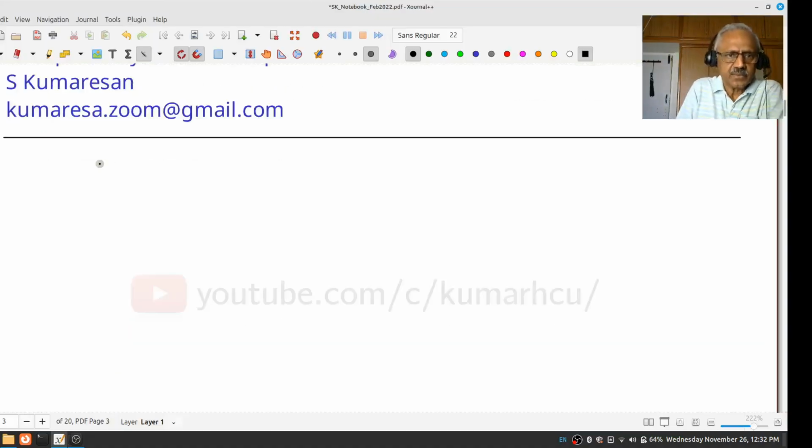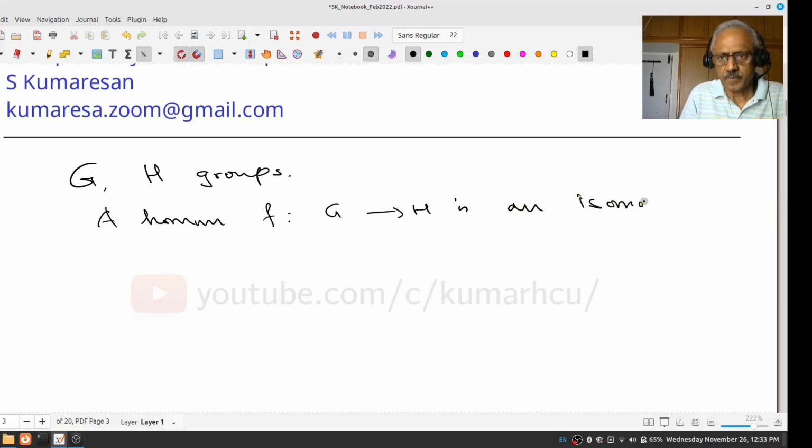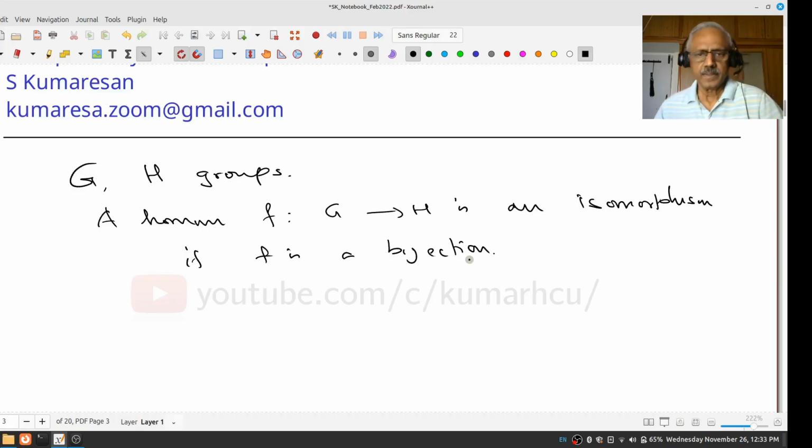Suppose G and H are groups. A homomorphism F from G to H is an isomorphism if F is a bijection. That's it, as simple as that.